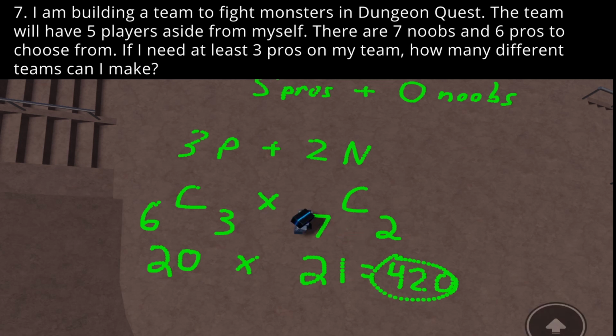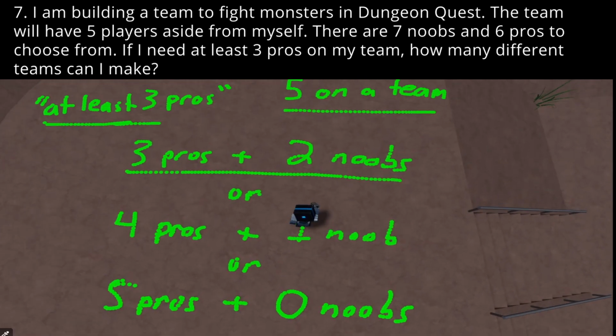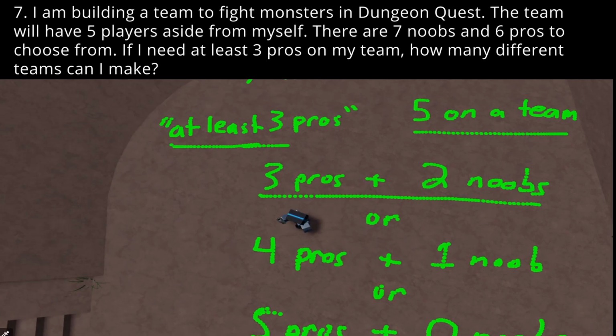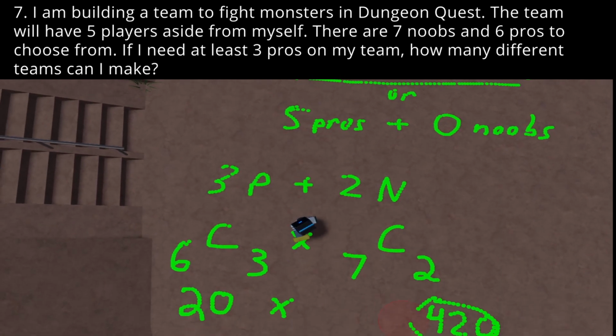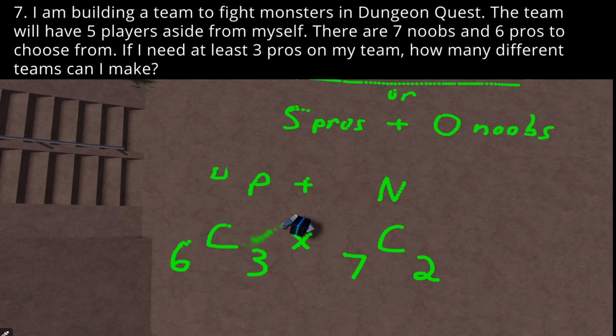So now I'm just going to save that number at the top here. I'll say this is equal to 420. Then now let's work on 4 pros and 1 noob. It's just pretty simple now. Just replace the r number because we still have 6 pros to choose from and 7 noobs to choose from. But this time we're picking 4 of those pros and 1 of those noobs.